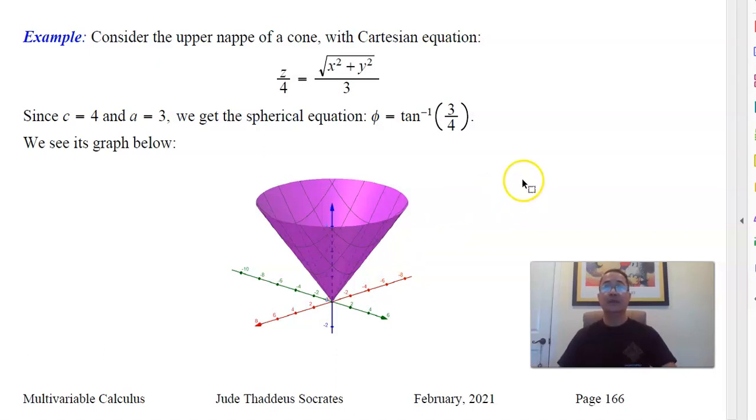We're going to use this when we do our triple integrals because we're probably going to have a trig expression involving phi. Definitely sine phi will show up.